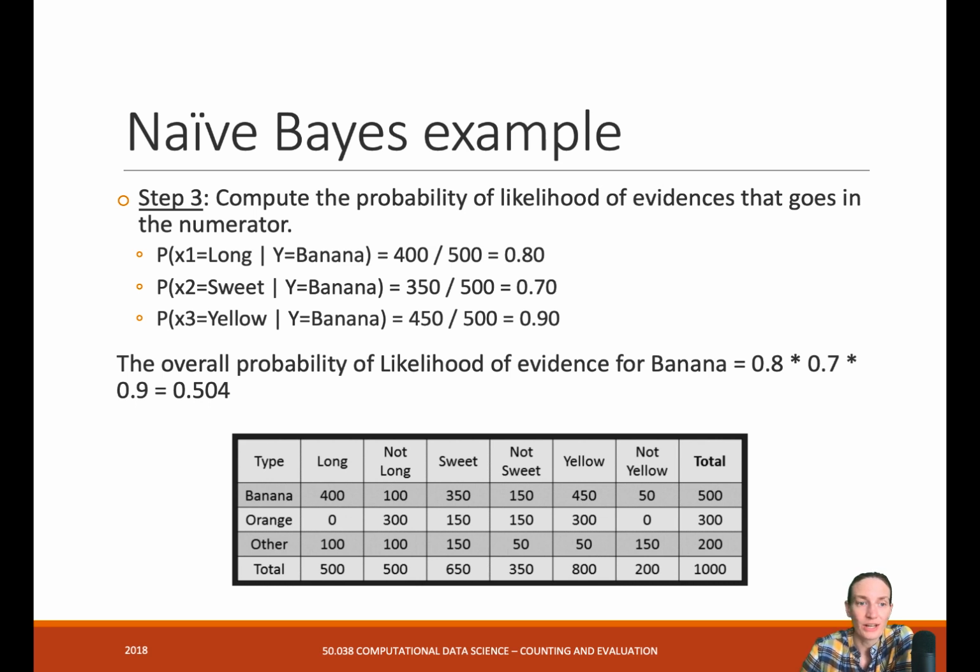Okay, so these are the conditional probabilities. Okay, x1, it being long, given that it's a banana, is 400 over 500. Being sweet, given that it's a banana, 300 over, oops, sorry, this is my bad here. Need to refer back to here. Sweet, given that it is a banana, or yellow, given that it is a banana. This gives us the conditional likelihood of evidences given the fruit or the class. So it is the overall probability of the likelihood of evidence for banana. We will actually be multiplying all of these in the numerator.